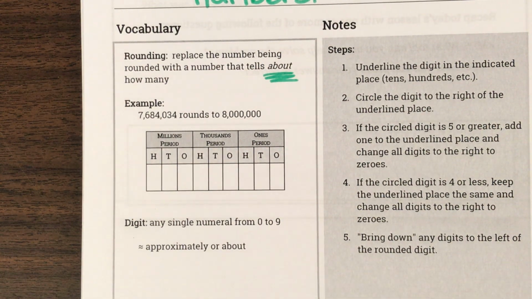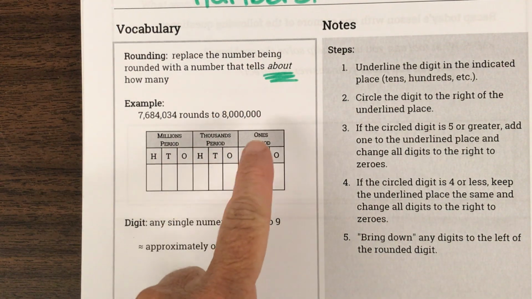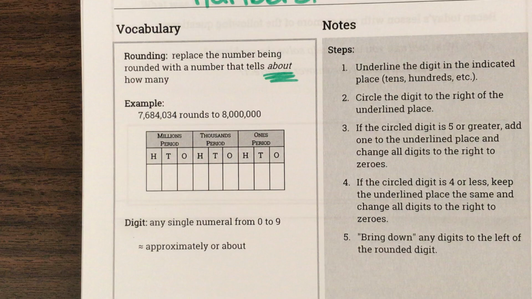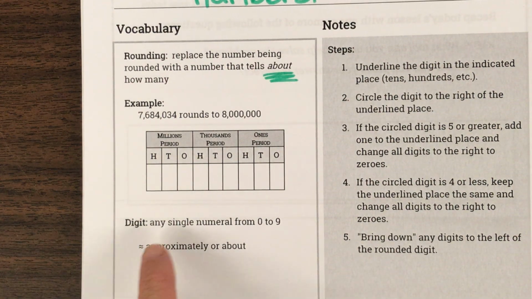7,684,034 rounds to 8 million. So 8 million is the about number, okay? Then they remind us what a digit is, which we've seen in many lessons. And then we have this new sign. It means approximately or about. So it looks like an equal sign.